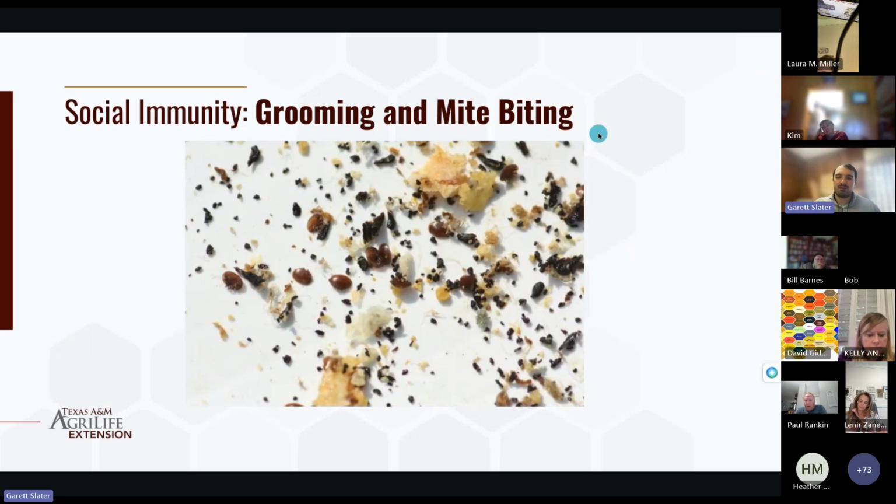And so one issue with this trait is it's really hard to test for. What's different from the hygienic traits is we can freeze or kill certain brood cells, and that's a really quick and easy trait to select for. Whereas with mite biting, we put a sticky board on the bottom of the colony, and it has oil on it. And so as mites fall, we can collect those mites and see what percentage of mites had their legs chewed off and what percentage didn't. And if we see more mites with their legs chewed off, these colonies have more of this grooming or mite biting behavior. But it's really time consuming and something that most beekeepers don't have the time to do.